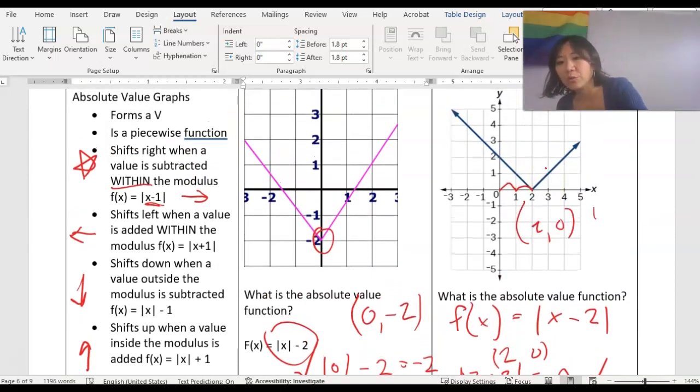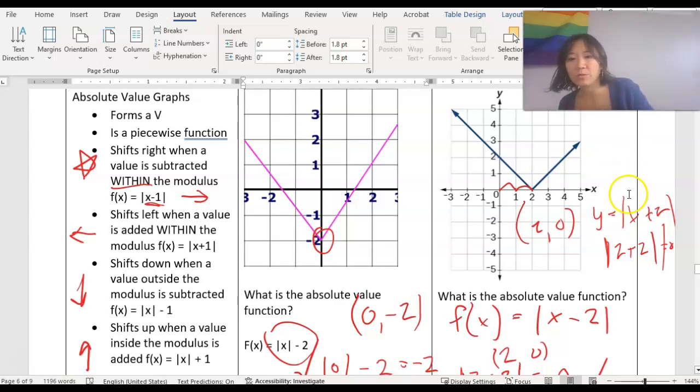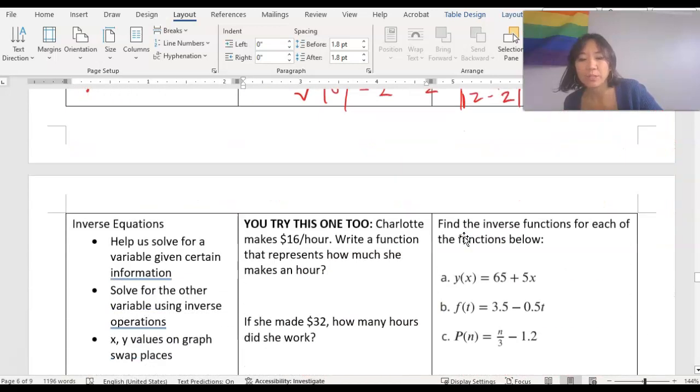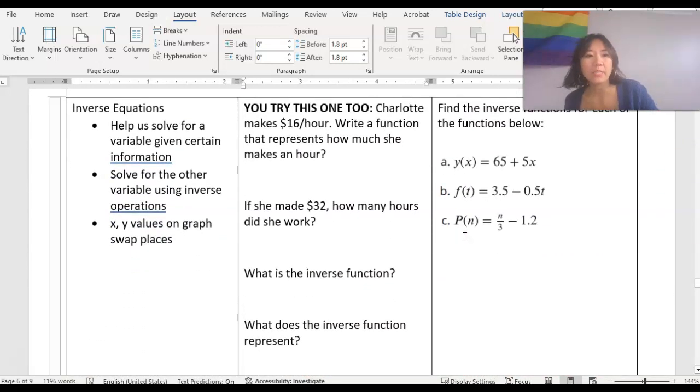Okay, just to show you, if we did y equals, or f of x equals x plus 2, and I plugged in this vertex, it would be 2 plus 2 equals 0. That's not true, right? Because 4 does not equal 0. So you know that you've done something wrong here, and instead of a plus, this should be a minus sign. So if you're not sure if you did the plus or minus sign correct inside the modulus, you can test it using your vertex.